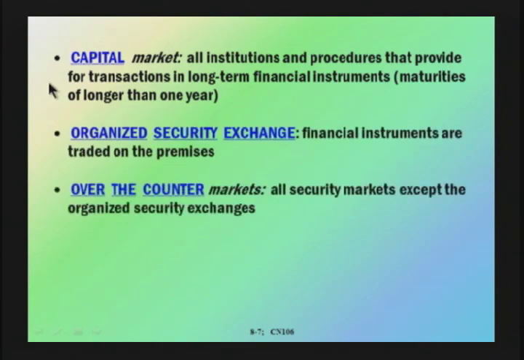Trading takes place in stocks in one of two places, either through an organized security exchange where trading takes place on the premises, or in the over-the-counter market, which is everything except the organized exchanges, and that is typically a dealer or computer network, or physically going into a dealer's office and, quote, trading over the counter with the dealer. But much of that is electronic now. We're actually buying or selling from the dealer.